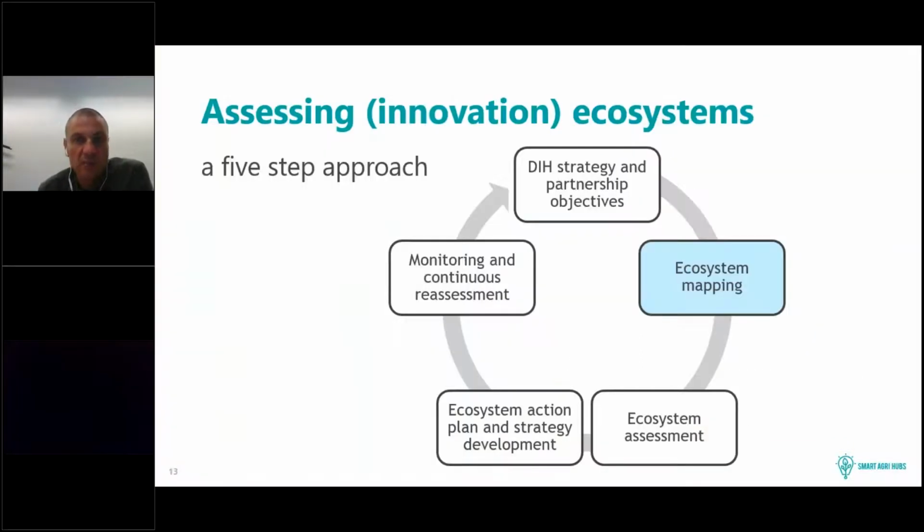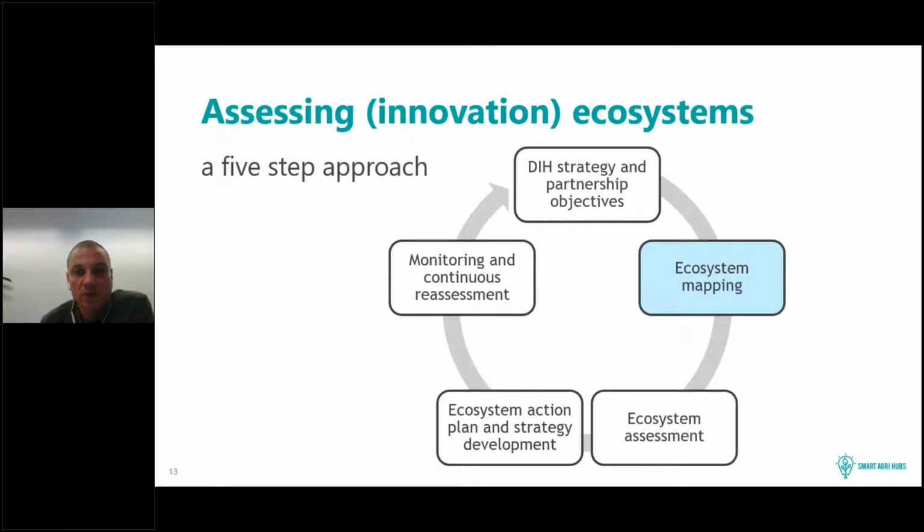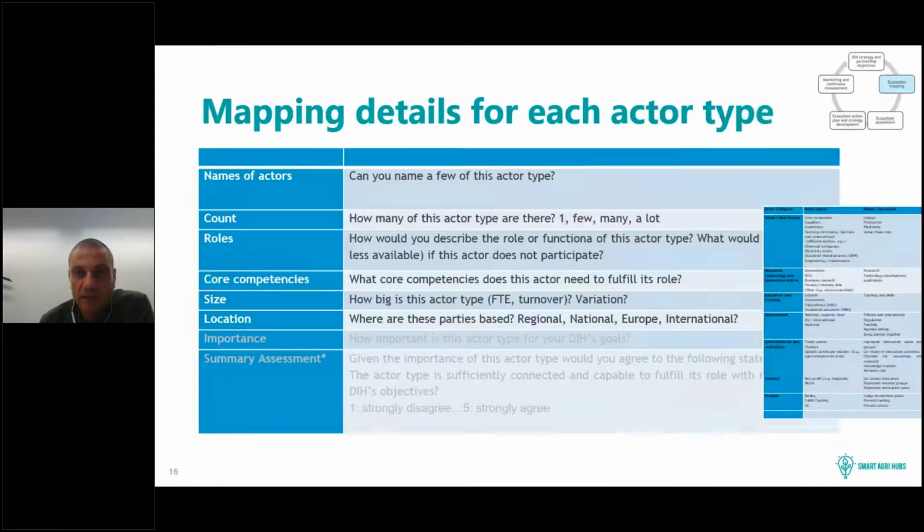And for this first step, I'm asking you to take some time and look at the template that can be opened via the link that Christina provided in the chat. On the front end of this template, there is a table, and I'm asking you to pick one actor type and try to write down the names of some of those actors of that actor type that you know.